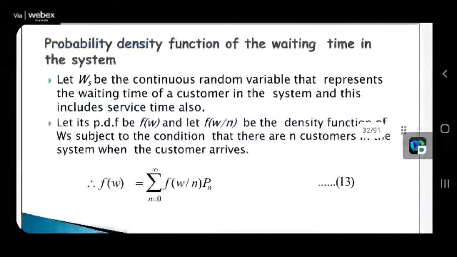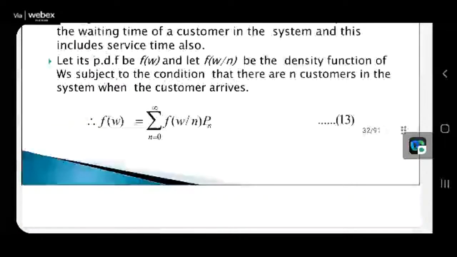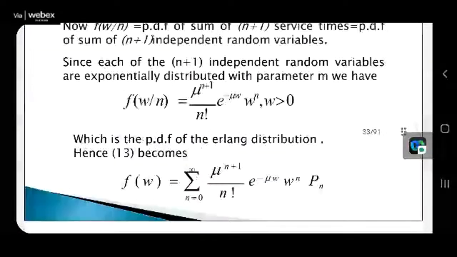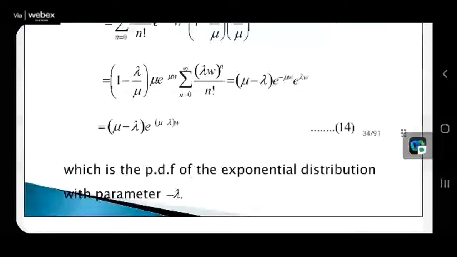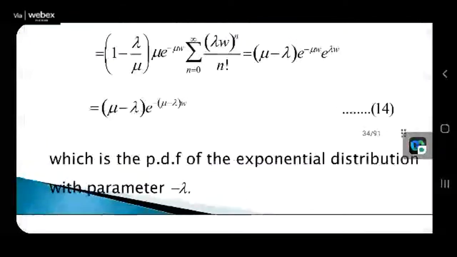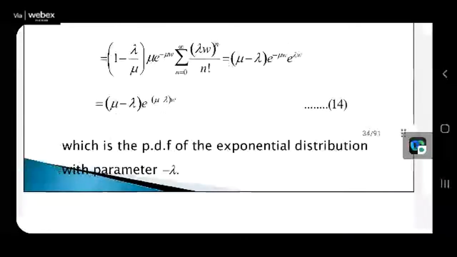Next is the probability density function. You can obtain the probability density function for the condition that n customers are arriving in the system. So the probability f of w, given n customers arriving in the system. For that, after these explanations, you will get the final answer as: mu minus lambda into e to the power of minus of mu minus lambda into w. This is a formula to remember for the probability distribution function.